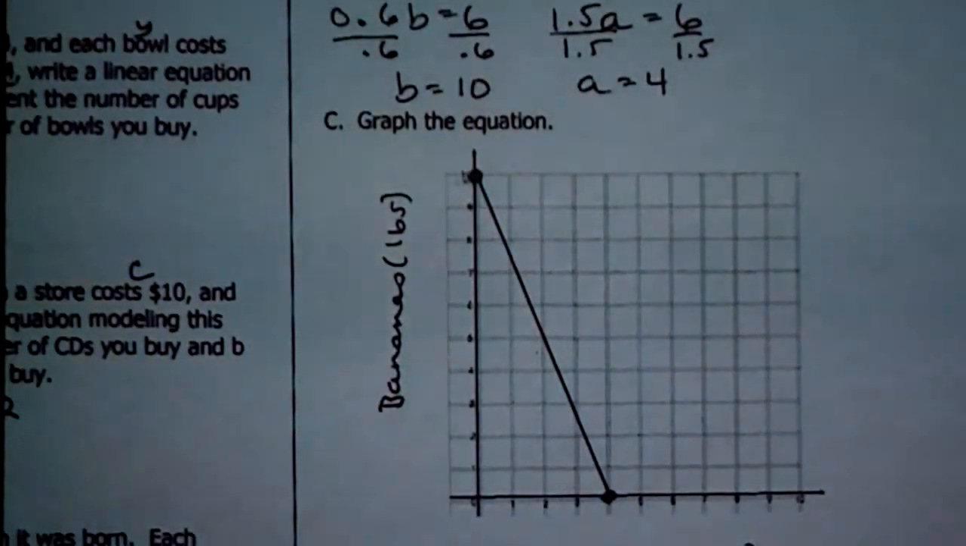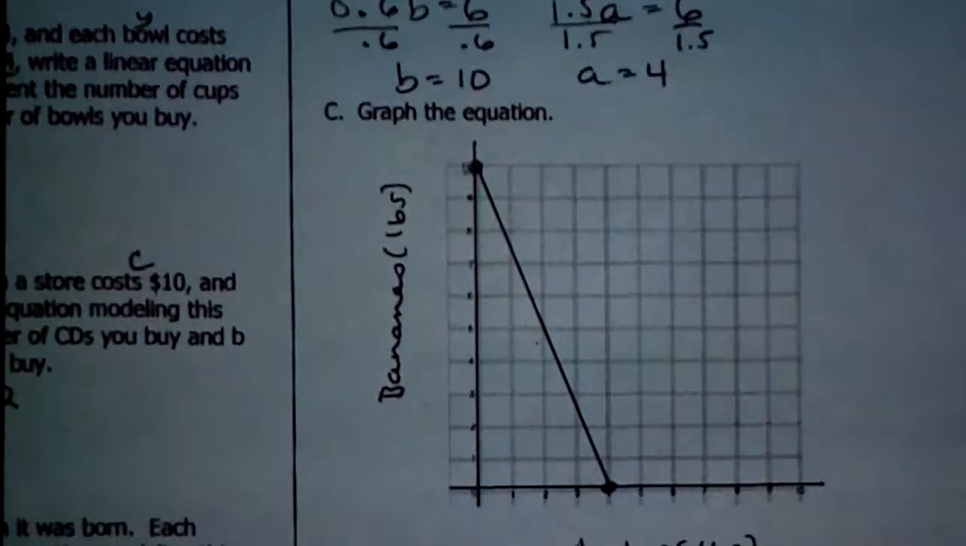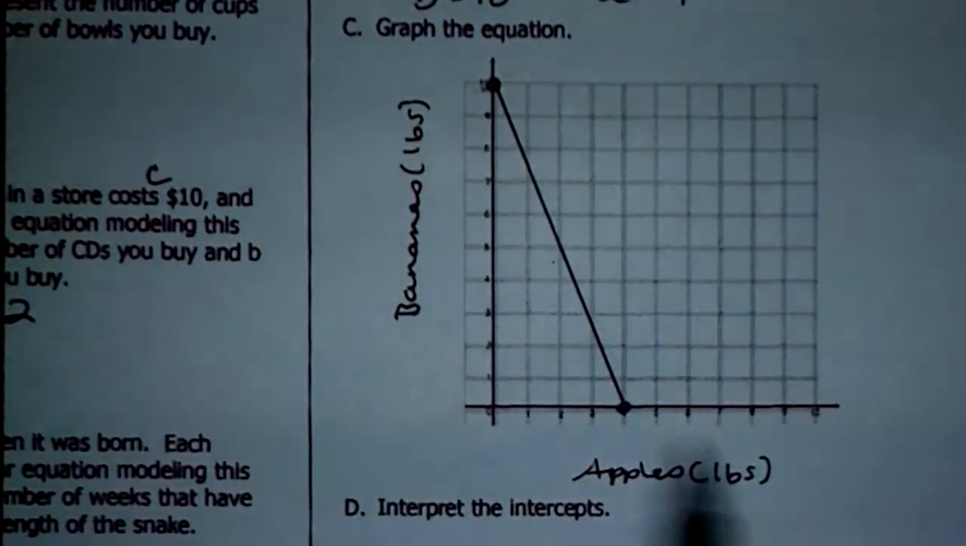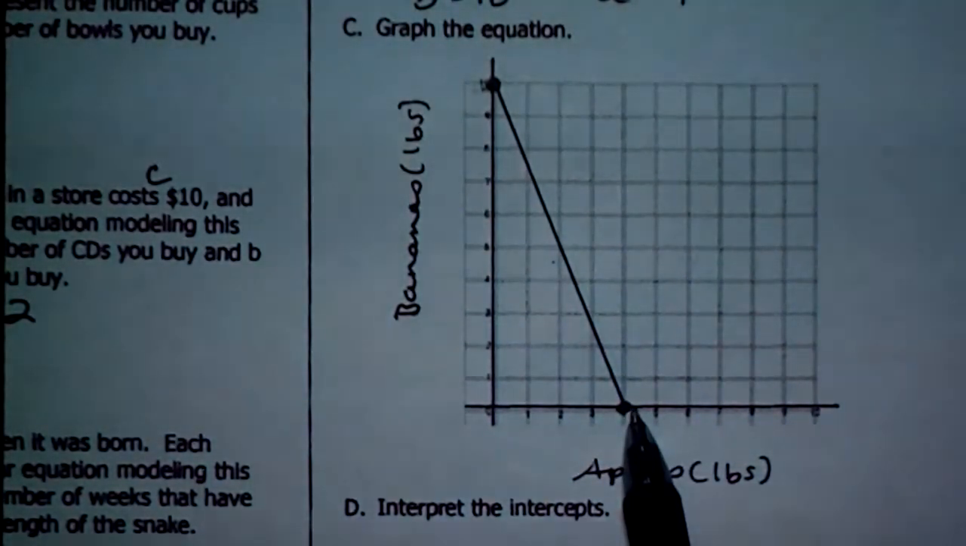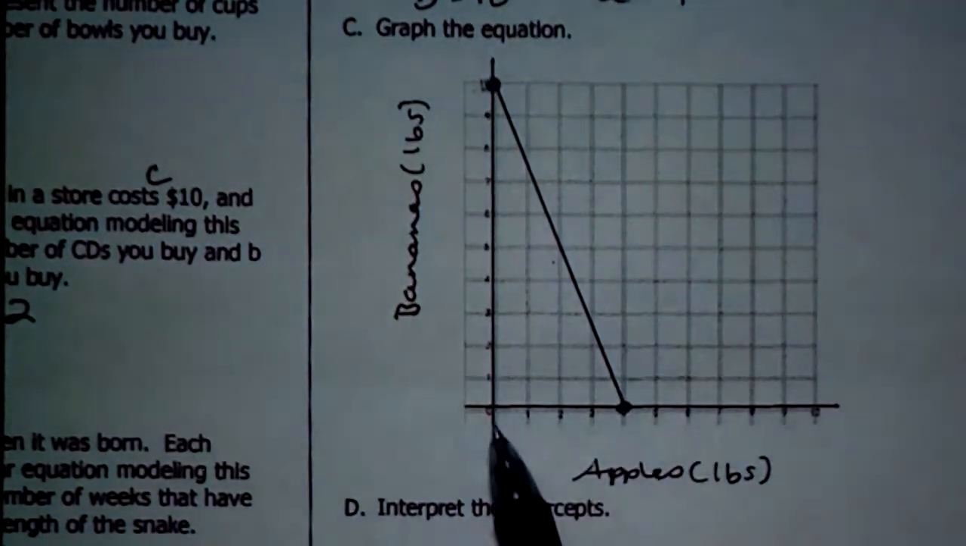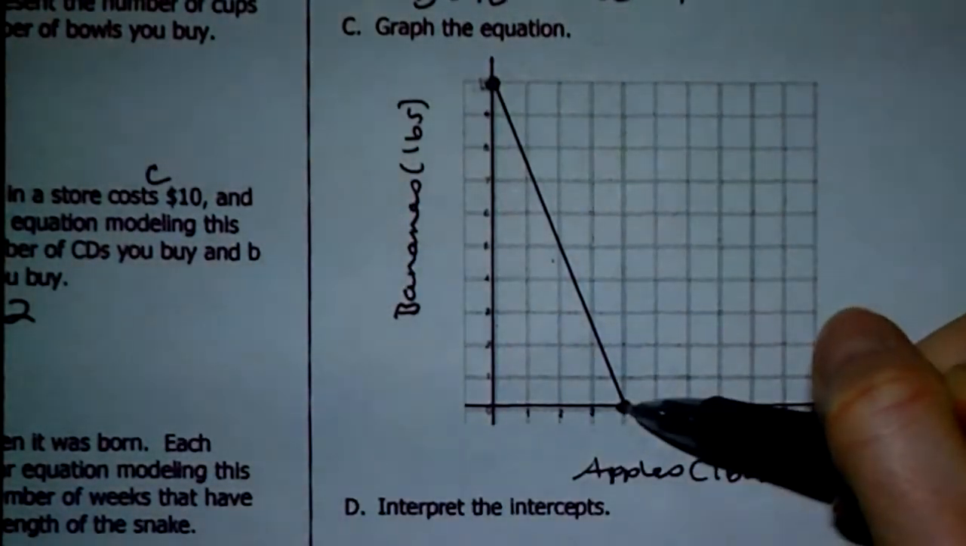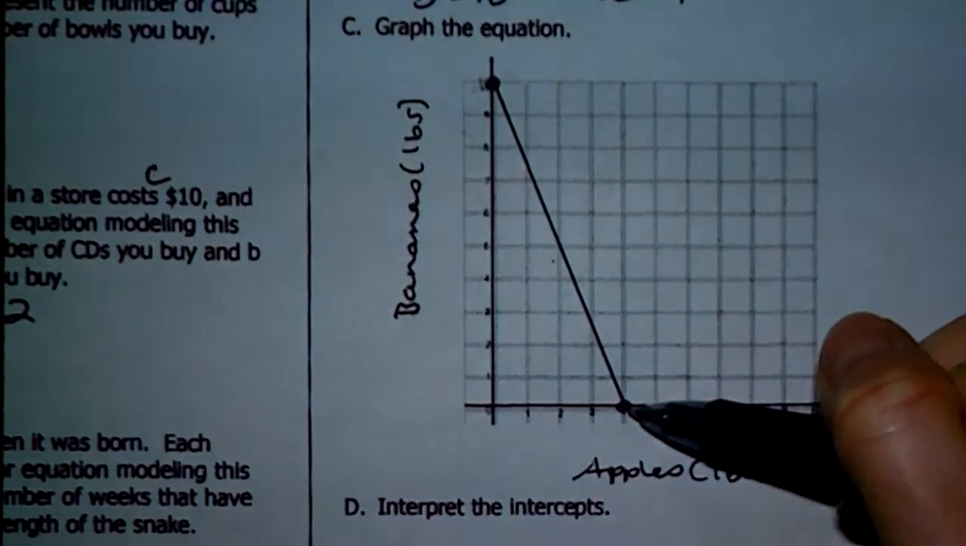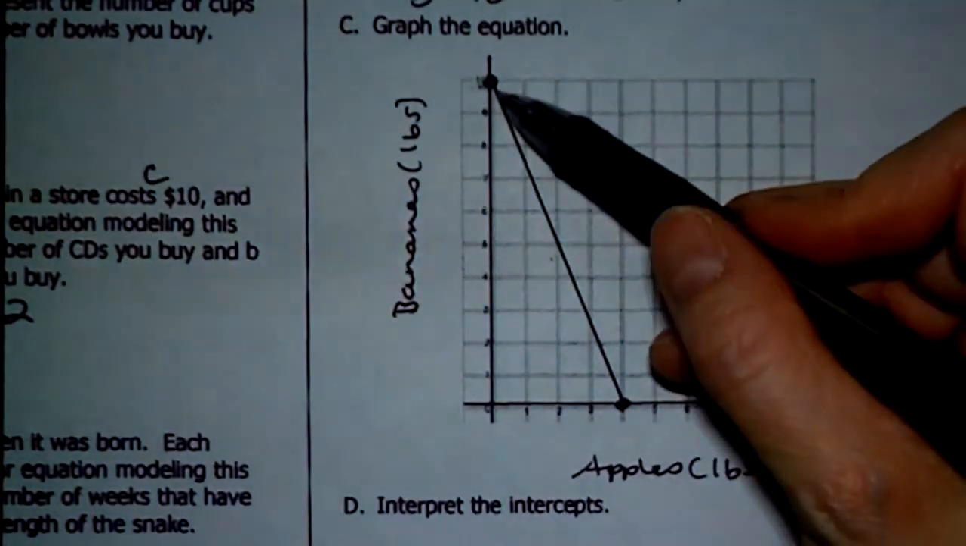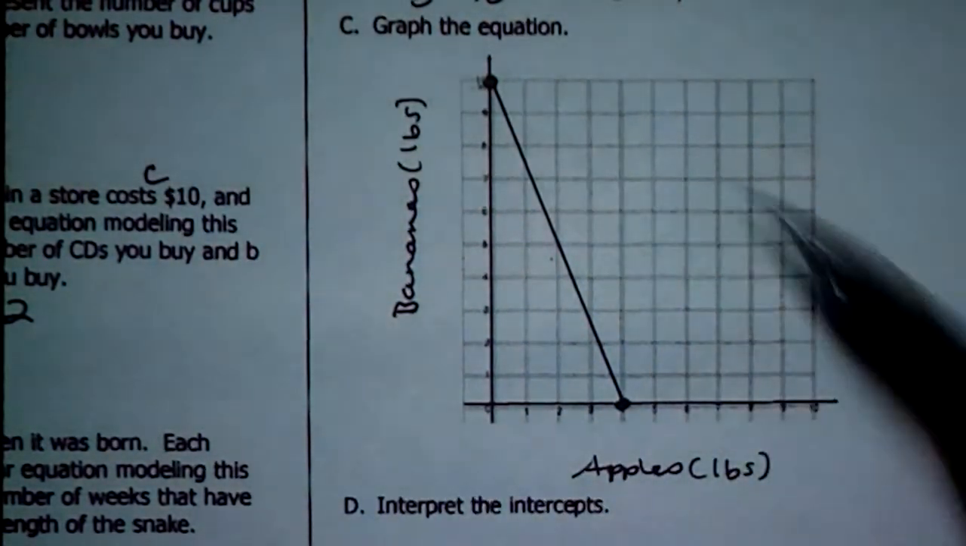Okay, last question. I know, and then we're done. Yippee skippy. It asks you to interpret the intercepts. So what does that mean? Well, the apple intercept, when the apples are 4, what are bananas? 0, right? So the x-intercept tells me how many pounds of apples I can buy without buying any pounds of bananas, and the bananas intercept tells me how many pounds of bananas I could buy without buying any apples.